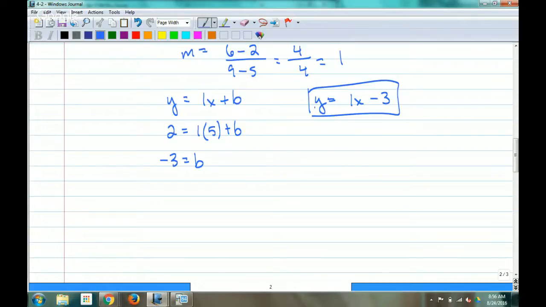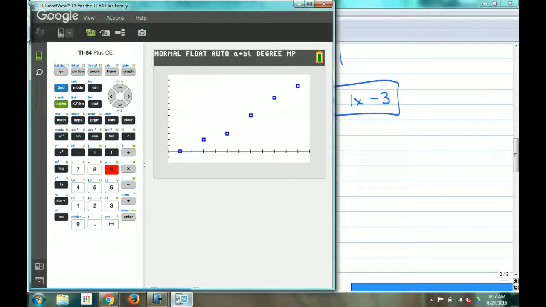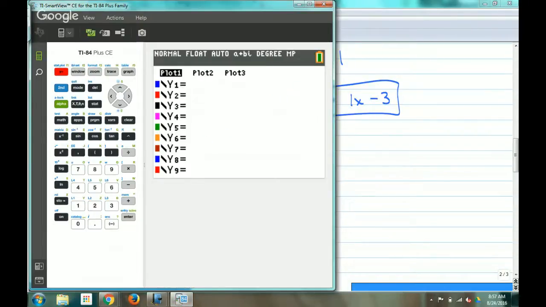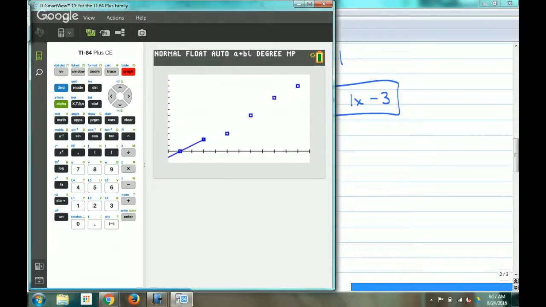Okay, so I want to graph that on my scatter plot to see if it looks like it follows the points. So on my calculator, I'm going to go right here. I'm going to go to y equals to graph a line, and it's 1x minus 3. We'll graph that. Let's see how it fits. That's not too bad.